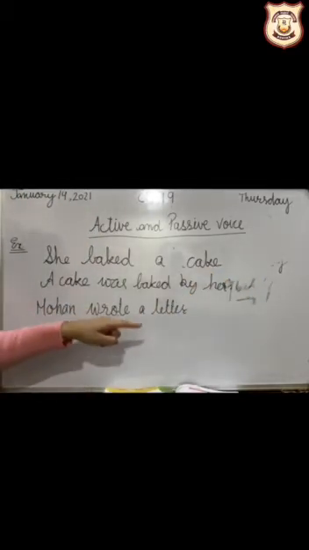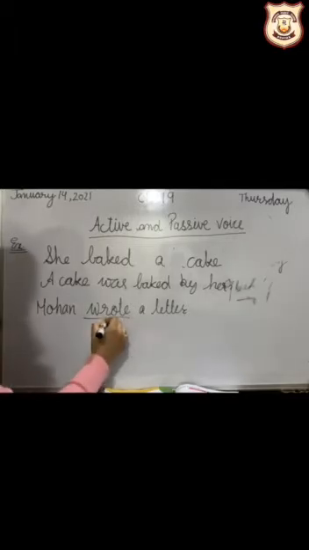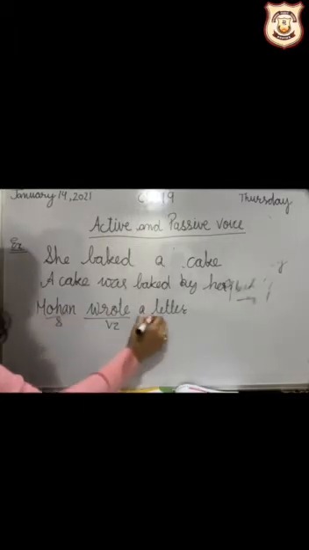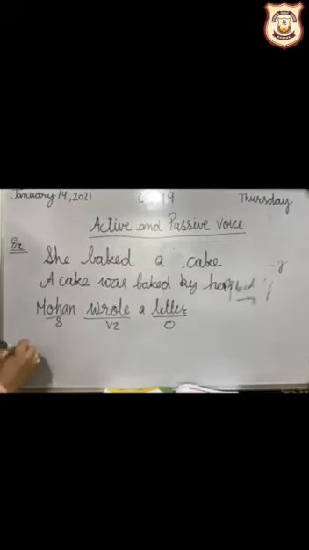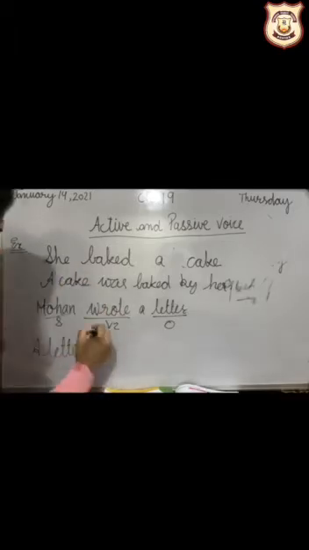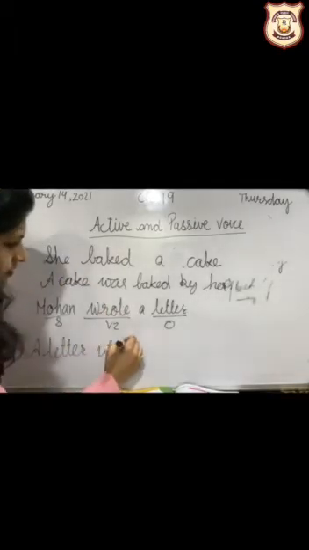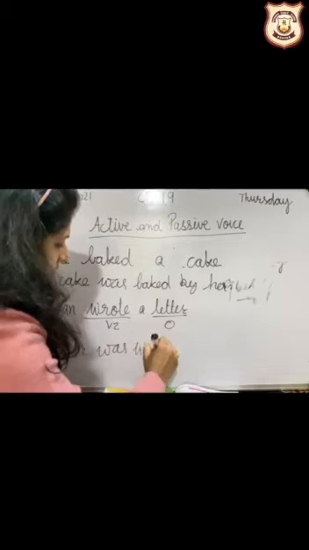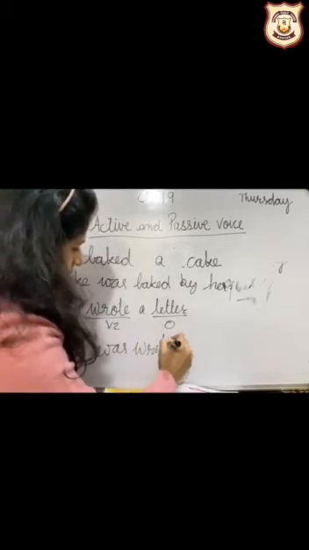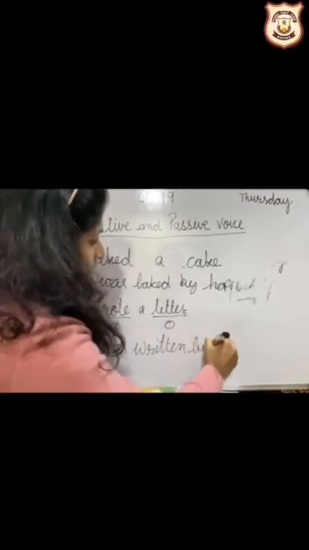Mohan wrote a letter. Wrote, again it is V2. This is the subject and this is the object. So the object will come in place of the subject. A letter was written by Mohan.